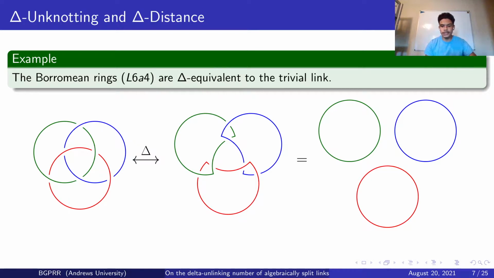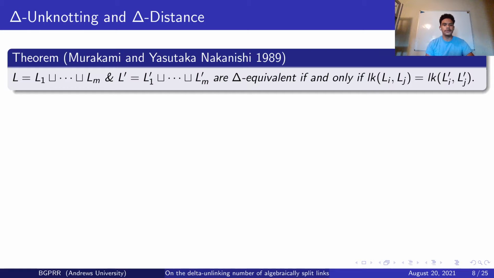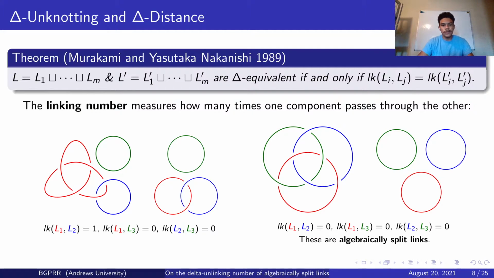This prompts us with the question, which links exactly are delta equivalent to the trivial link? To do so, we look at a theorem proven by Murakami and Nakanishi in 1989, which states, given two links with the same number of components, they are delta equivalent if and only if they share the same pairwise linking information. The linking number, or pairwise linking number, measures how many times one component passes through the other.